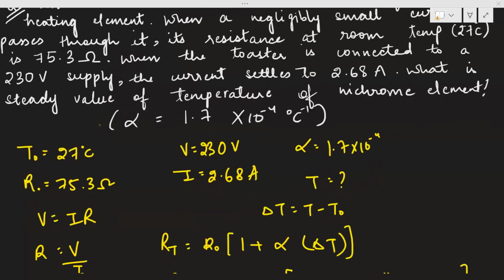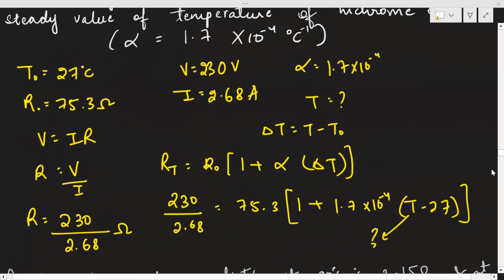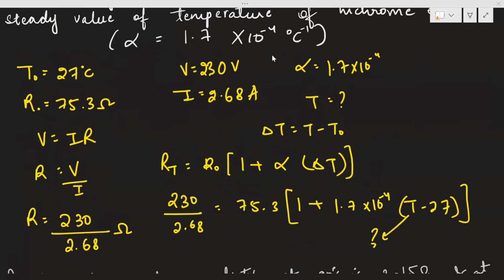Ma'am, for the alpha, will it be degree Celsius or Kelvin? You can take it in inverse degree Celsius also. No need to convert it into Kelvin because this is getting multiplied to the temperature, which is already a change. That's why you don't need to convert. But for resistance, you'll have to ensure that it is in ohms. And temperature also, you don't need to convert here because there's a changeover. Okay.